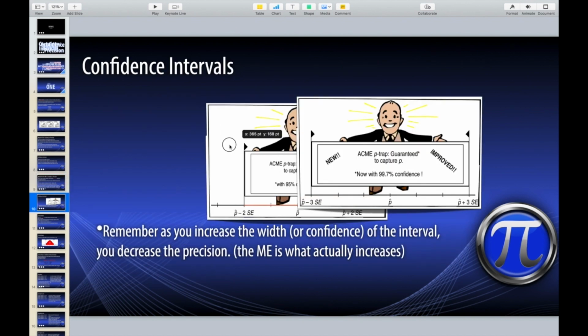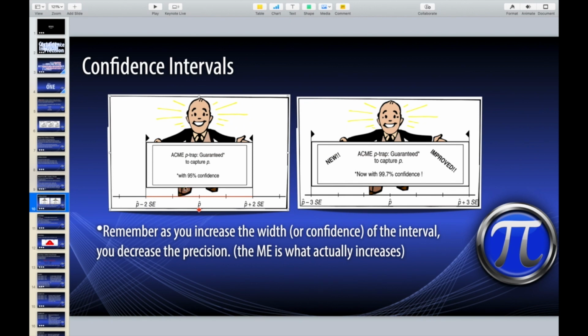If I had a margin of error, you can see these two here. This is a 95% confidence interval. It goes 2 standard errors below and 2 standard errors above. Here, if we're at 99.7% confident, it's going to go 3 up and 3 down. So this one is wider because you are more confident. You have more values inside your interval.